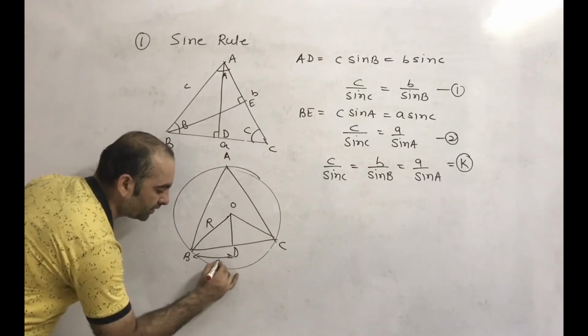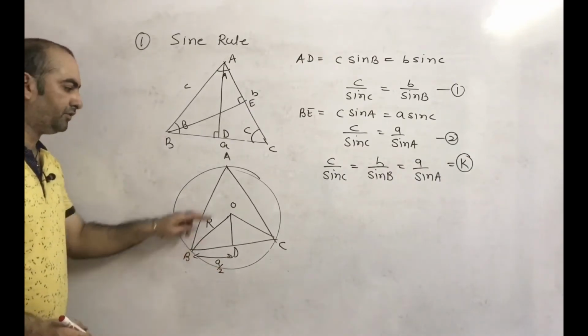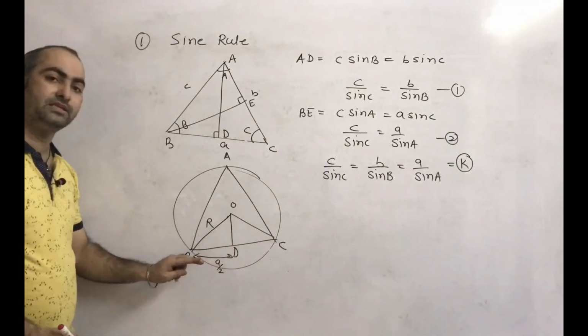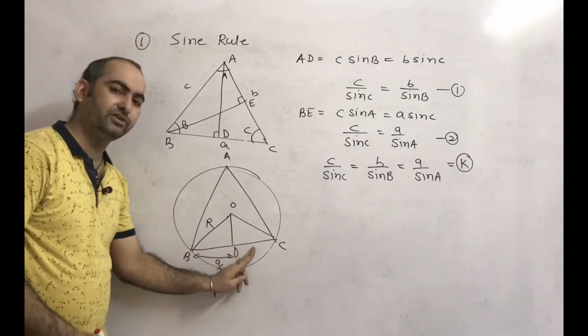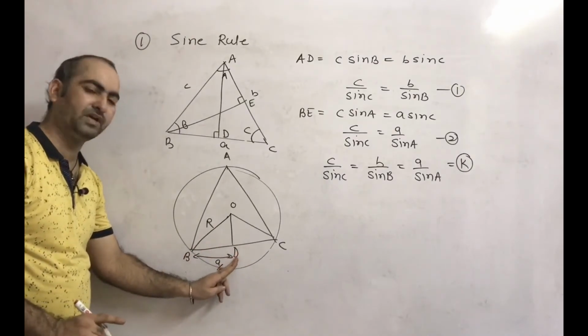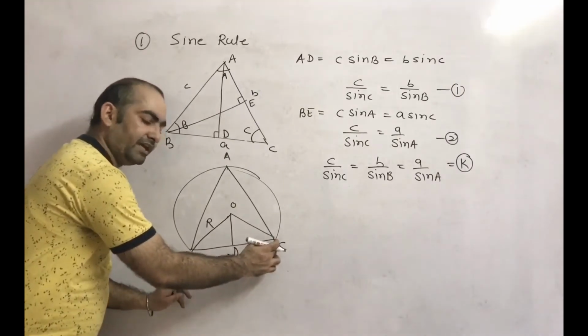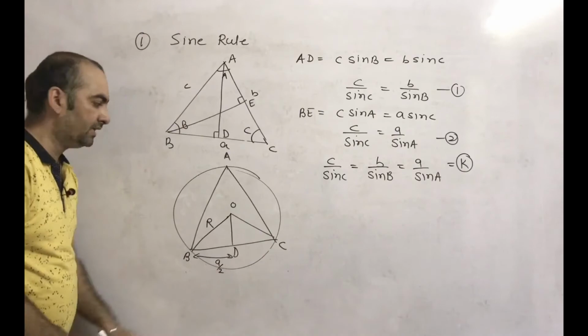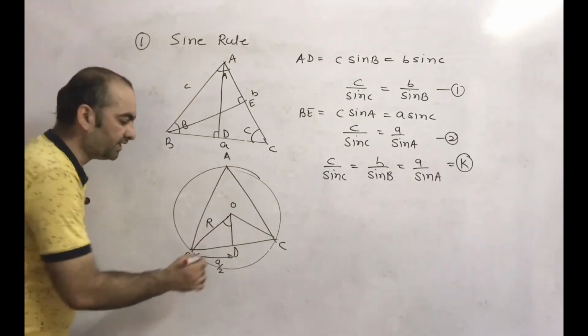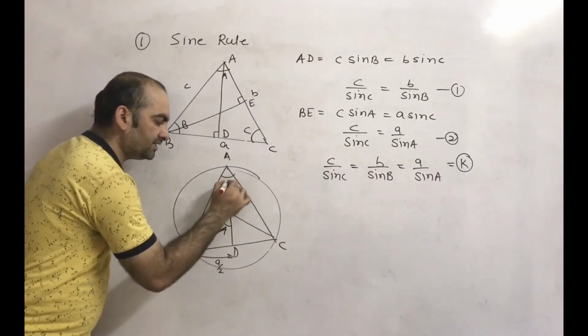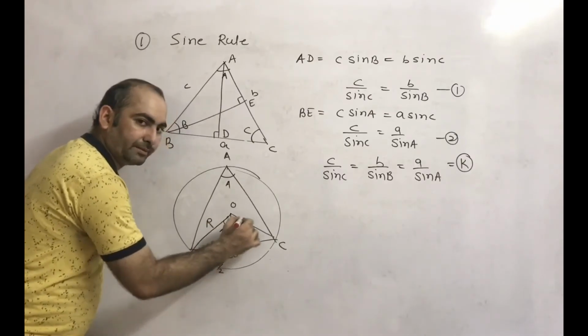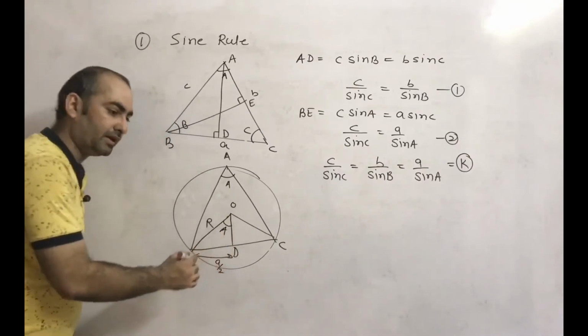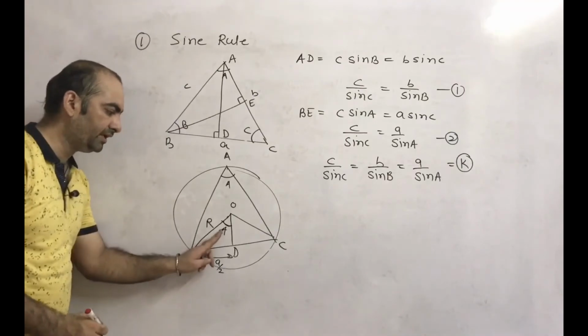Then BD, this length is a by 2. Because from the center, if you draw a perpendicular to any chord, this will divide the chord in the ratio 1:1. That means D will be the midpoint. So total length is a, then BD will be half of BC. So a by 2. This angle will be A. Because this angle is A, so this total angle is 2A, and this will divide in half, so this will be A.